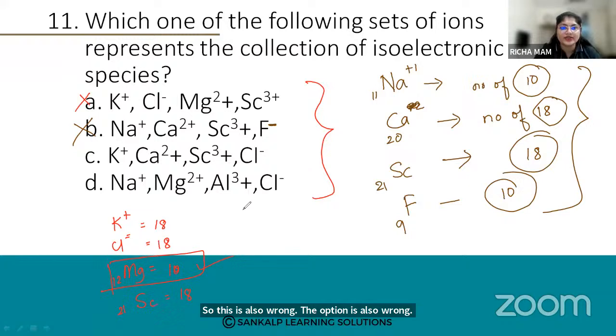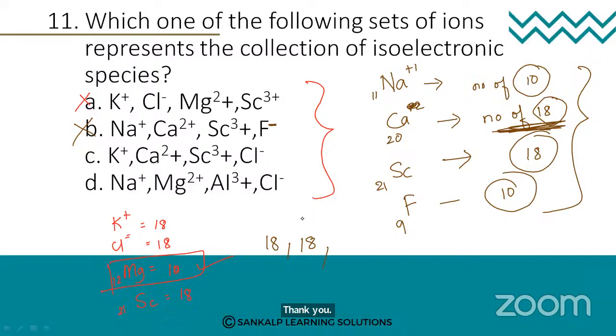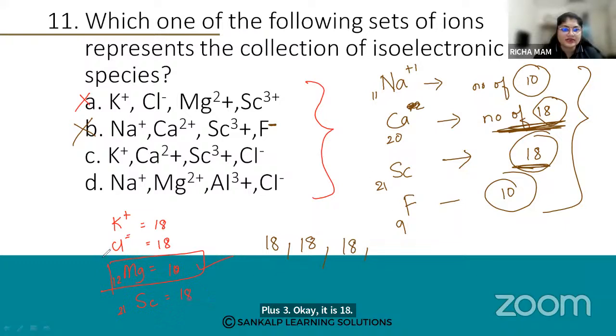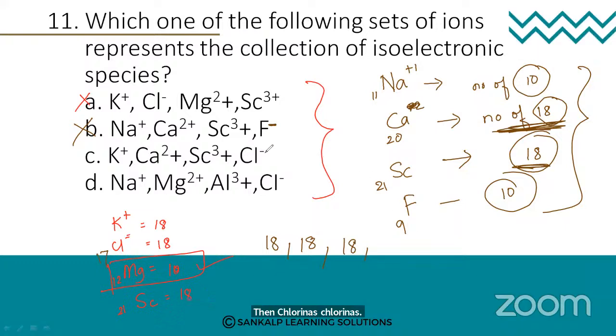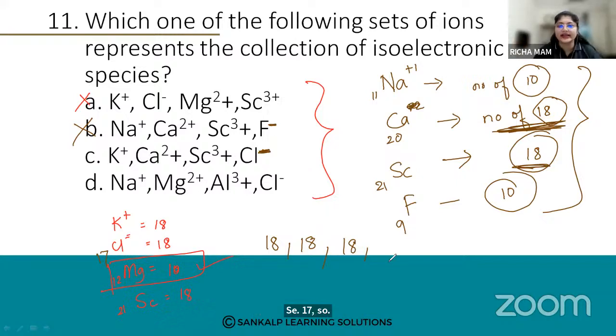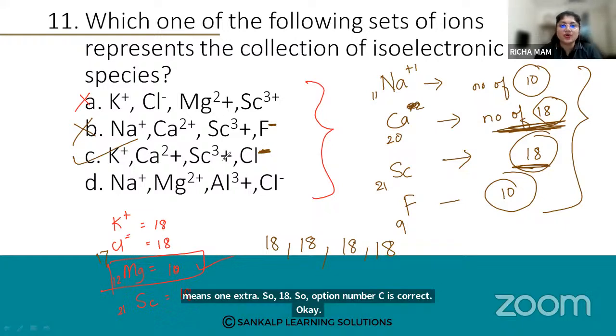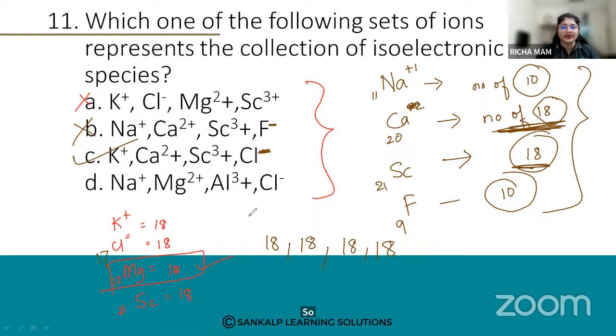Potassium plus, again 18 electrons. Then calcium plus 2, the number of electrons is 18. Then scandium plus 3, 18. Then chlorine is 17, and minus means one extra electron, so 18. So option C is correct. Isoelectronic means having the same number of electrons. So yes, option C is correct. Fine.